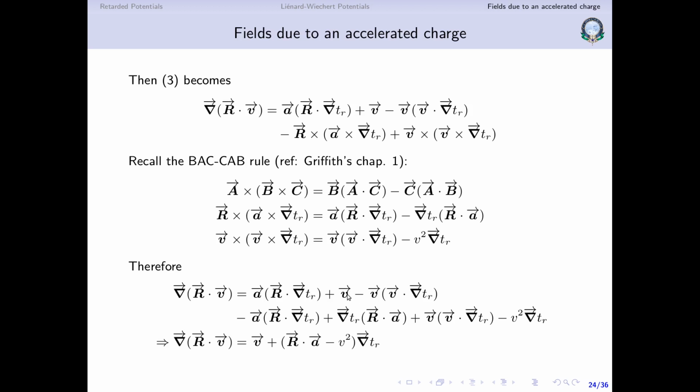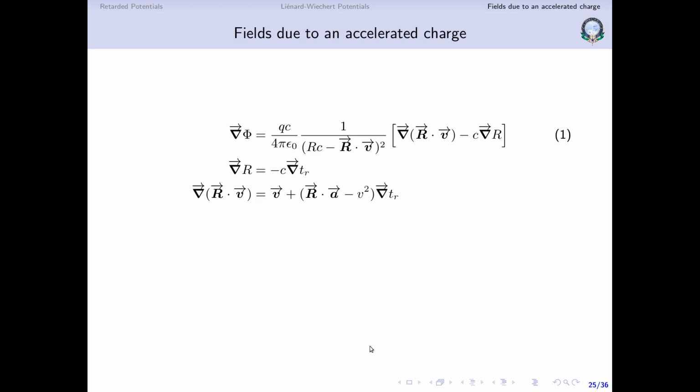Out of this, one term will be independent of gradient TR and the other 2 terms will contain gradient of TR. So I could just collect this gradient of TR and put these 2 inside a bracket. That is going to give us gradient of R dot V, which is V plus R dot A minus V square into gradient of TR.